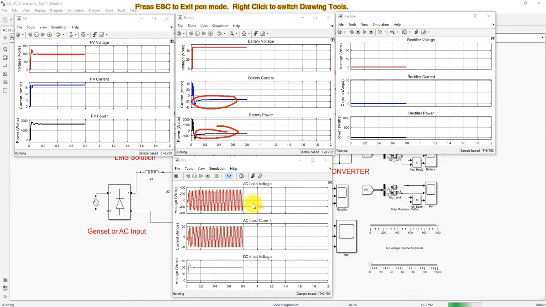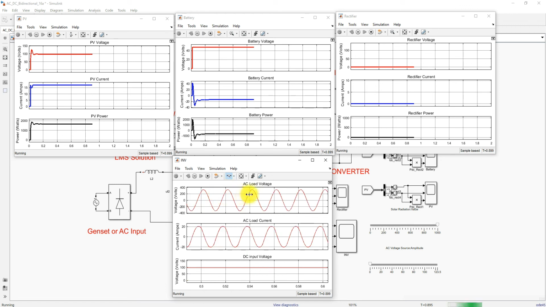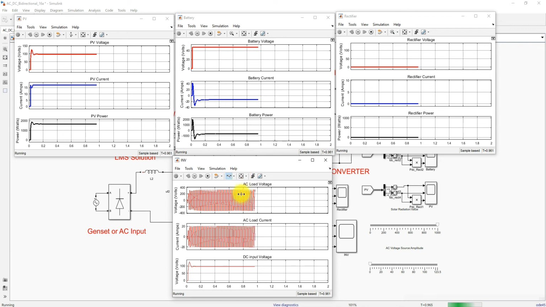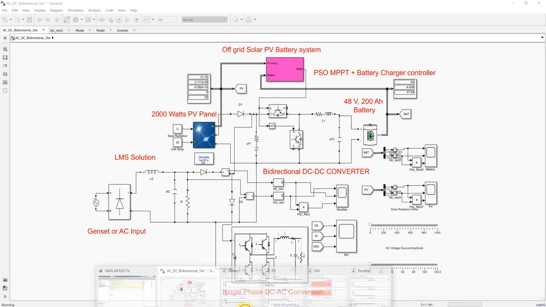Here you can see the AC load, and the AC load voltage is sinusoidal. The AC load is continuously getting the power from the PV, and the excess power is going to charge the battery. Now I'm going to make the PV irradiation equal to 0, and we will check the result after that.